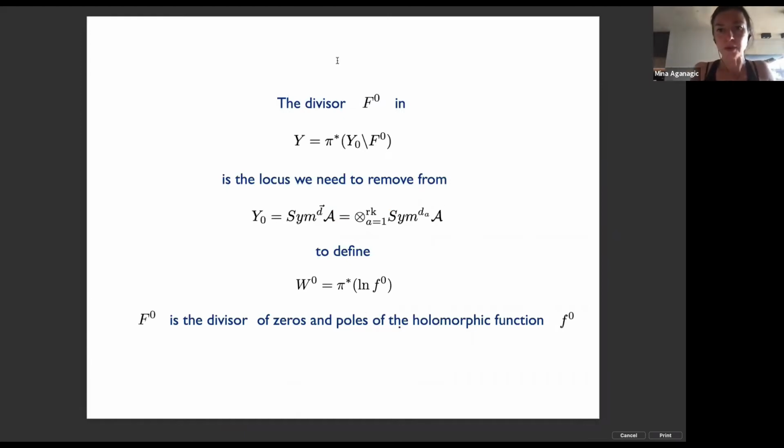The divisor F0 that we need to remove is the locus of zeros and poles of the holomorphic function. Remember, W, the potential, is the logarithm of it. So to define W0, we need to remove from the manifold places where F naught can become either 0 or infinity.